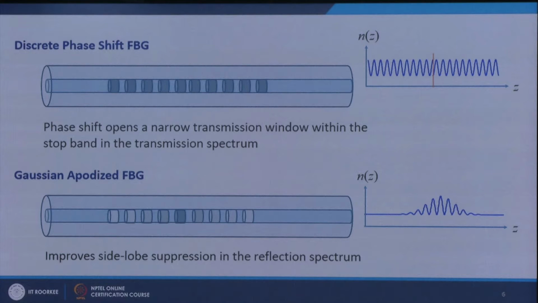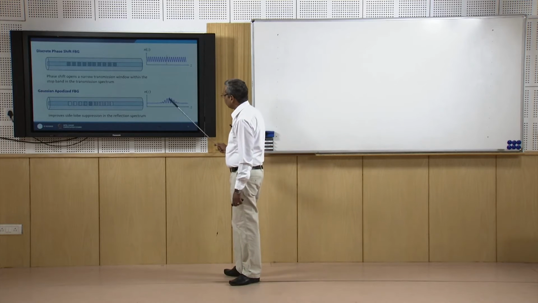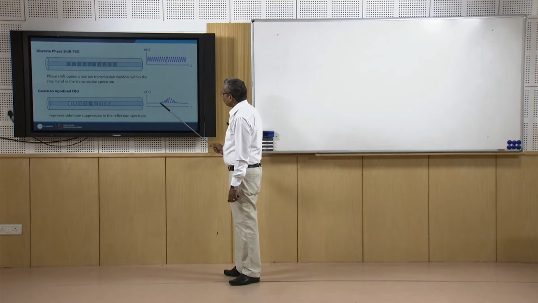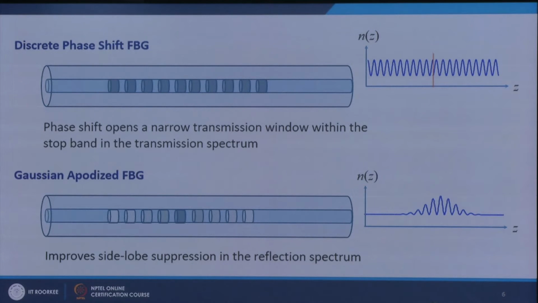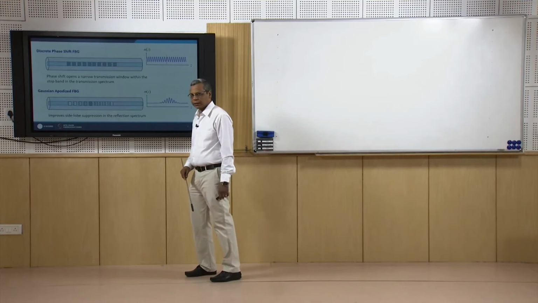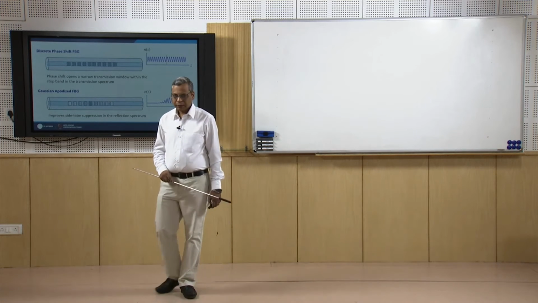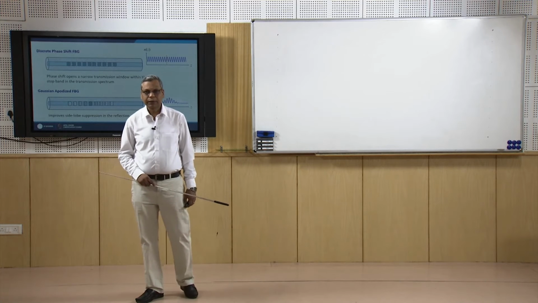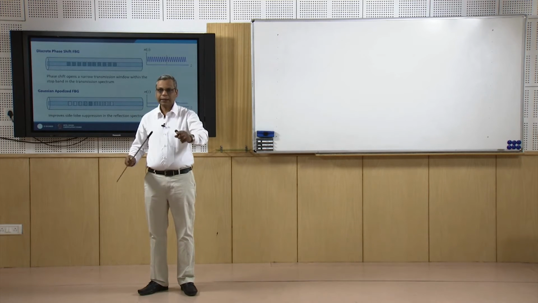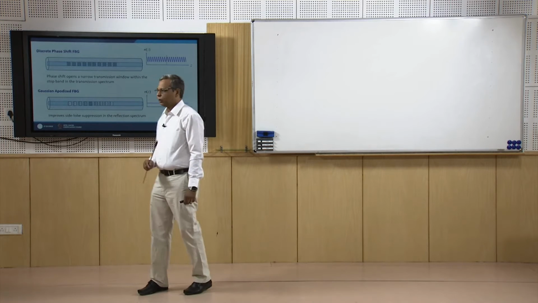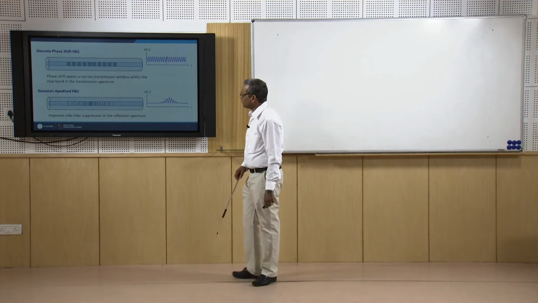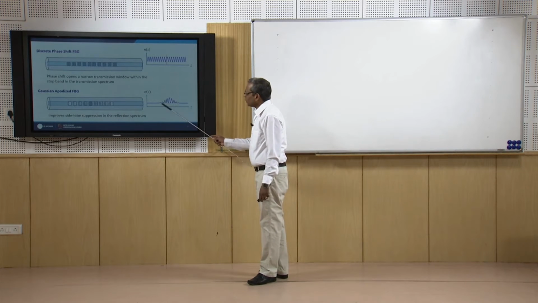I can also have Gaussian apodized fiber Bragg gratings, where the refractive index modulation is not uniform, it changes and it follows a Gaussian pattern. With the help of this, I can suppress the side lobes in the reflection spectrum. If you recall the reflection spectrum of the grating, I have the peak reflectivity and then I have side lobes there. So, in order to suppress these side lobes, I can apodize the grating.